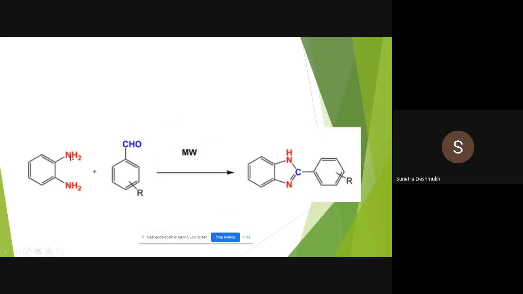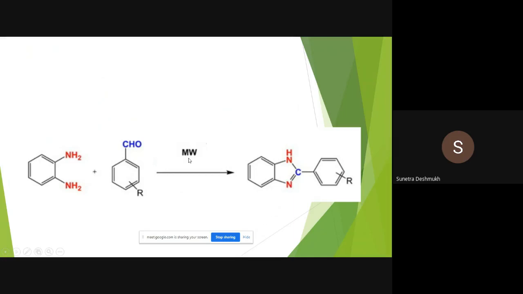So our starting materials are ortho-phenylene diamine plus any aldehyde, a substituted aldehyde you can take, and with the help of microwave radiation we can do this microwave benzimidazole synthesis. We have finished the theoretical part, and the mechanism we know very well. We already have these two nitrogen atoms present on the benzene ring, and we need only one carbon atom to complete our imidazole ring. So this is the benzimidazole ring we completed over here.